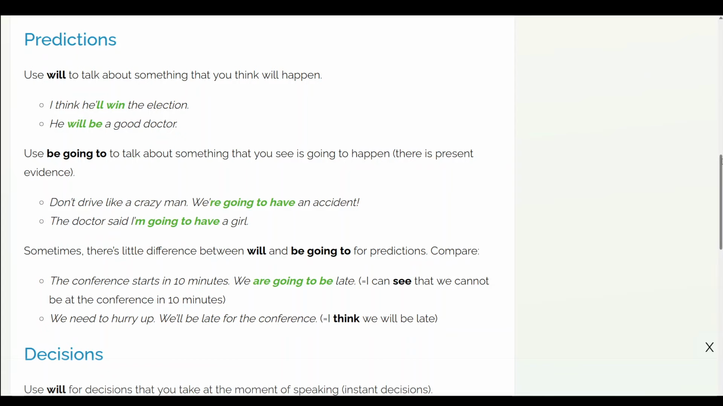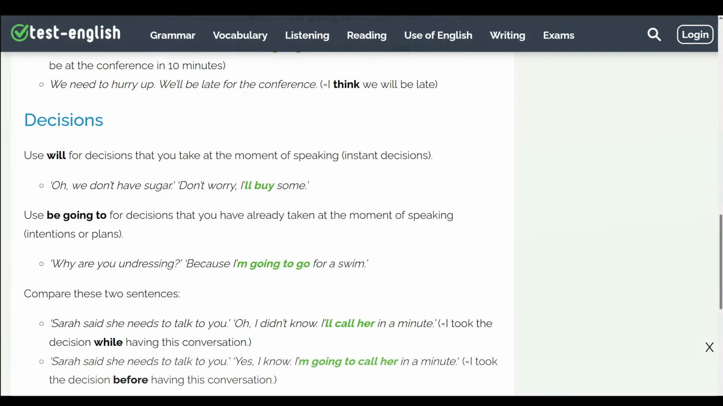make predictions. Use will for decisions that you take at the moment of speaking. So instant decisions or spontaneous decisions. Oh, we don't have any sugar. Don't worry, I'll buy some. So B made the spontaneous decision to buy sugar when A said we don't have any sugar.